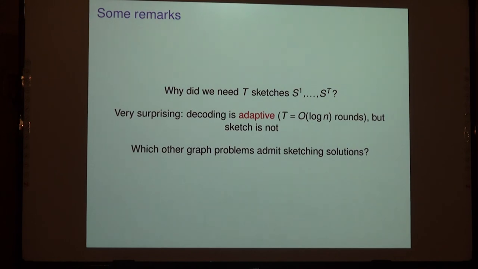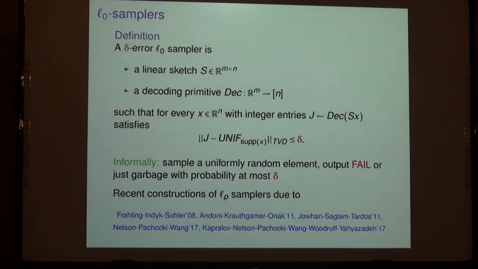Okay. Any other questions? Do you have errors in that function that is extracting the edge from the graph? Ah, great. The question is, does this function that extracts the edge from the graph sometimes make errors? The answer is yes. This is exactly why this is called a delta error L0 sampler, because it's based on hashing, and if something goes wrong with your hash function, then maybe you will output an edge that was not even present in the graph in the first place. We can drive down the probability of this to be small, and this costs us space. And at the moment, we know exactly how much space you need to drive down this probability.